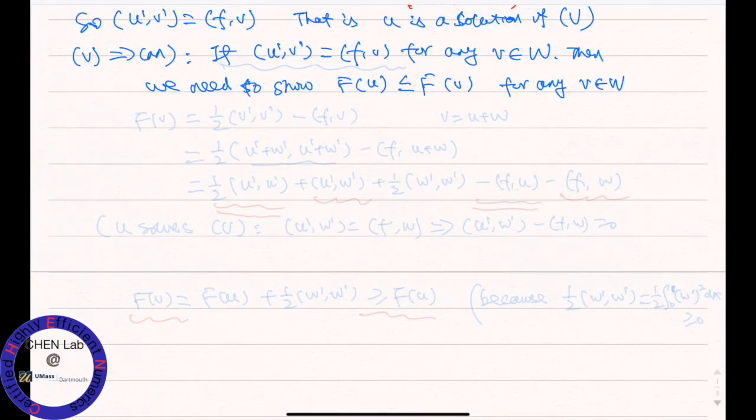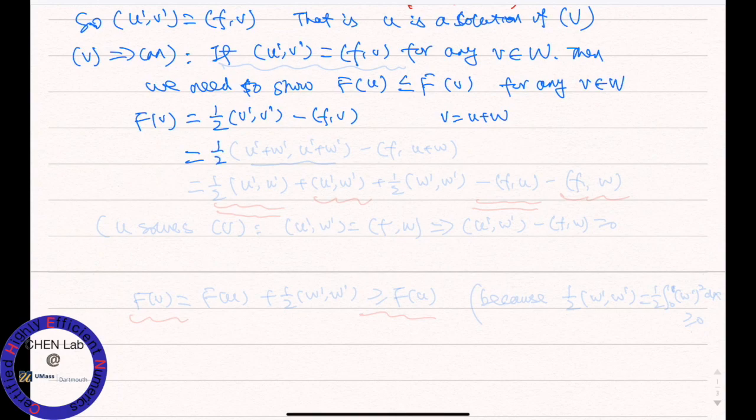So u is fixed. It is a solution to V. We cannot do anything about u. But let's look at F of v. We know by the definition of F, that's 1/2 parenthesis v prime v prime, minus parenthesis f v, the inner product with v. And if we take the difference between u and v, so v is u plus w, then what do we get?